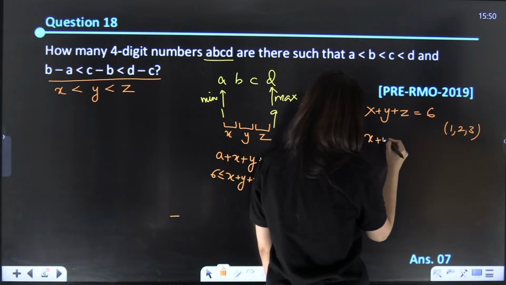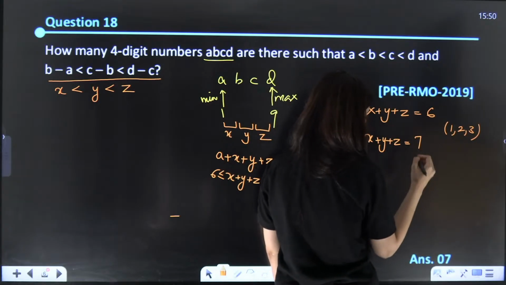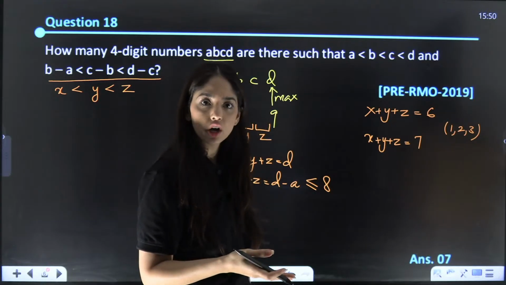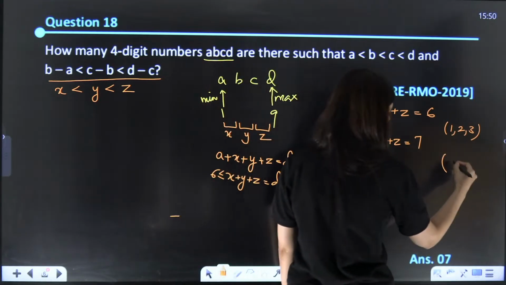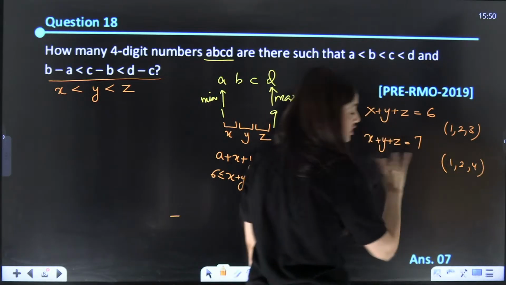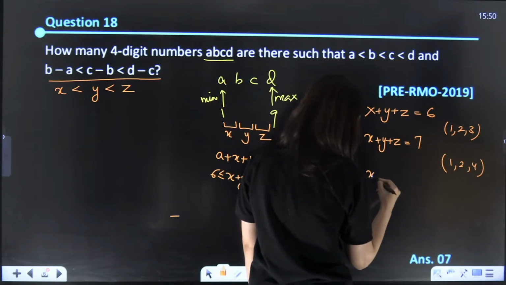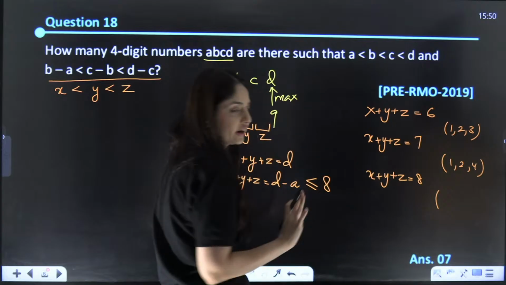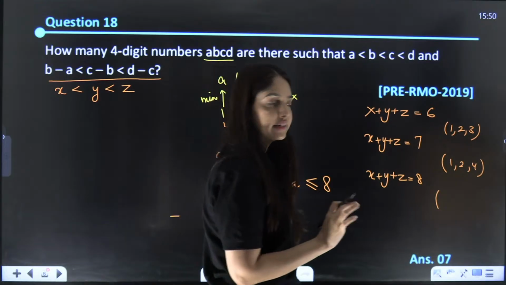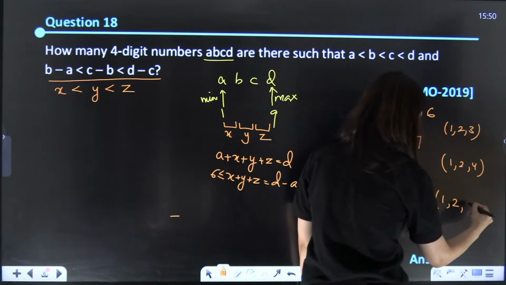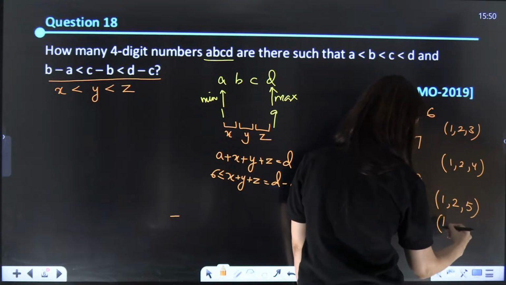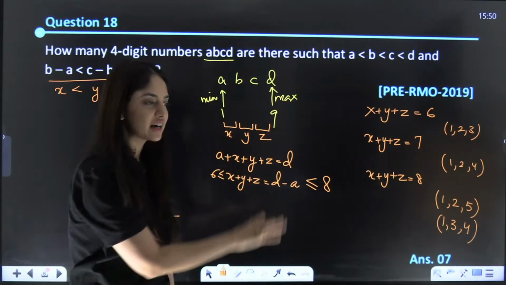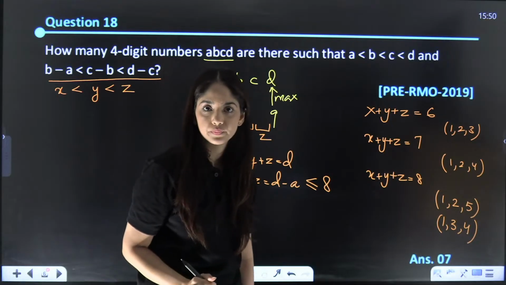X plus Y plus Z can be 7. In that case, it will be 1, 2 and 4. No other possibility is there, because it has to be in an increasing order. X plus Y plus Z is 8. What are the possibilities here? Either it can be 1, 2, 5 or 1, 3, 4. And these are the possibilities for the difference, right?